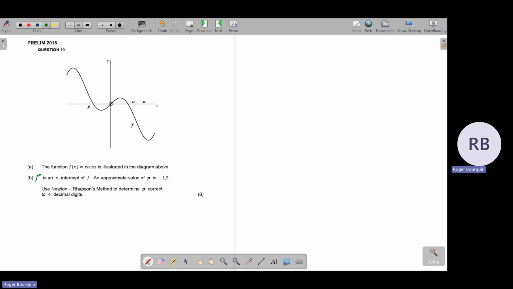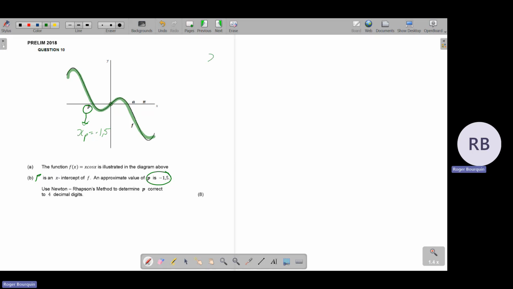So it says in this question, okay, last one, the function f of x is equal to x cos x, which is this function over here. If you look at the diagram above, it says P is an x-intercept, and one estimate of the x-coordinate of P is negative 1,5. The question says use Newton-Raphson's method to determine P correct to 4 decimal digits. Well, that's a pretty straightforward one.